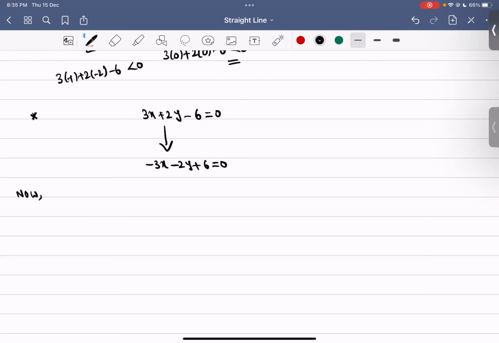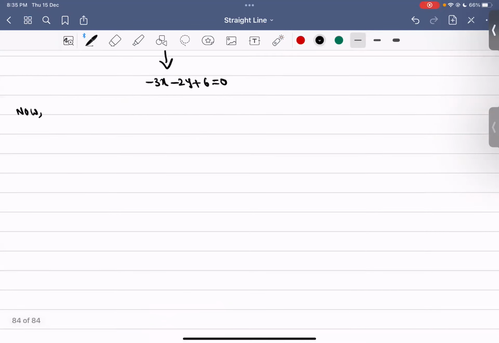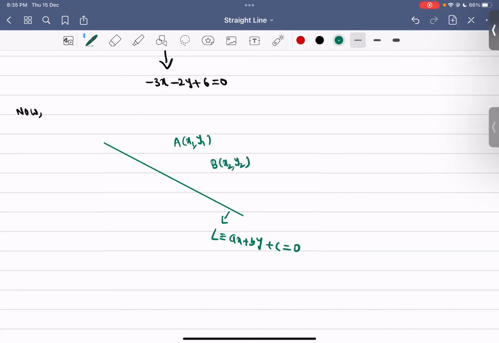You take any line. Suppose this line equation is L: ax plus by plus c equals 0. This is the line. Now you take 2 points, one is (x1, y1) and another one is (x2, y2). Both lie on the same side of the line.